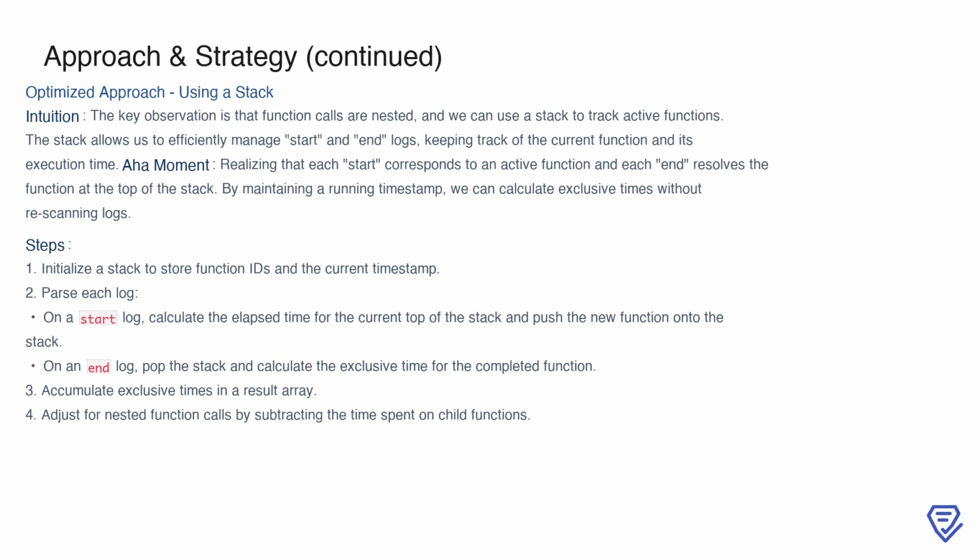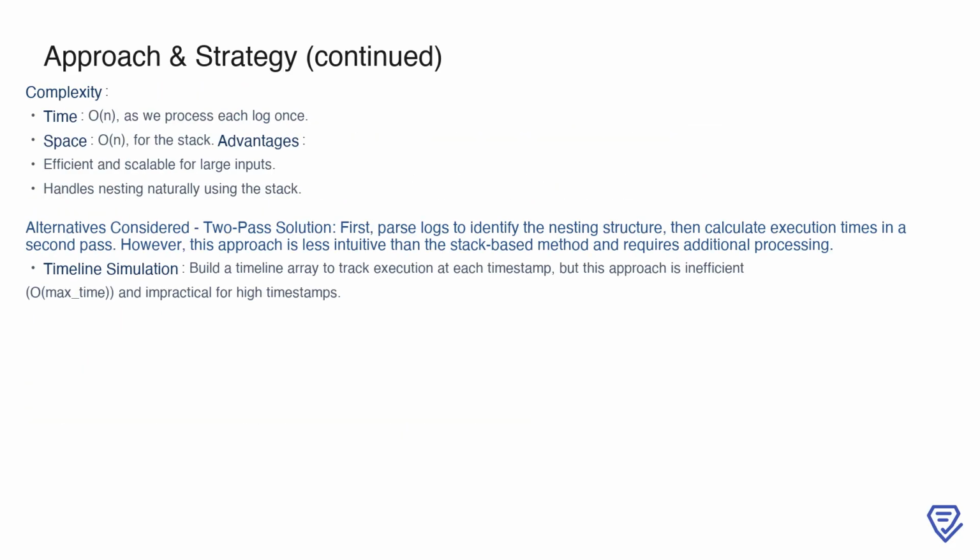This approach efficiently handles nested calls because the stack naturally mirrors the nesting structure. By adjusting for time spent in child functions, we can calculate exclusive times incrementally, making this method both intuitive and performant. The optimized stack-based approach offers significant improvements in both time and space complexity. With a linear time complexity of O(n), we only process each log once, and the space complexity of O(n) is due to the stack used for managing active function calls. This method is highly efficient and scales well, even for large inputs with deeply nested calls.